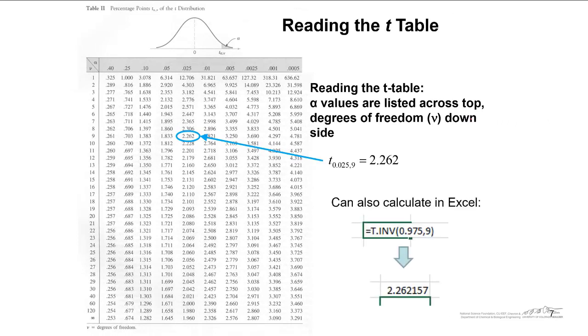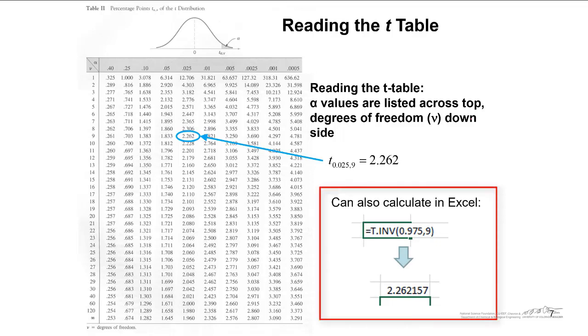We can also calculate this in Excel using the t.inv function. Importantly, in Excel, the first argument is the cumulative probability. Instead of 0.025 that you use in the table, you have to use 0.975 because it's cumulative to the left, and we have 9 degrees of freedom. If you plug that into Excel, you'd get the same t-value.